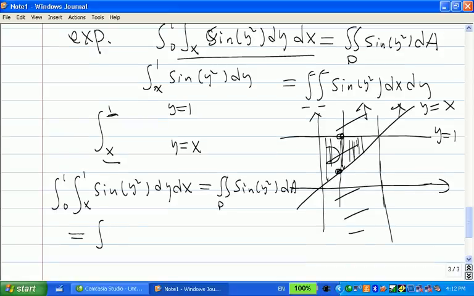Since we know D, we can write this as another iterated integral. This time we want dx to go inside, dy to go outside. How do we do that? Remember, first look at all the points here. Find the smallest possible y and the largest y for all the points in D. Obviously, this is the smallest y coordinate, and this is the largest y for all the points inside this region. So y goes from 0 to 1.